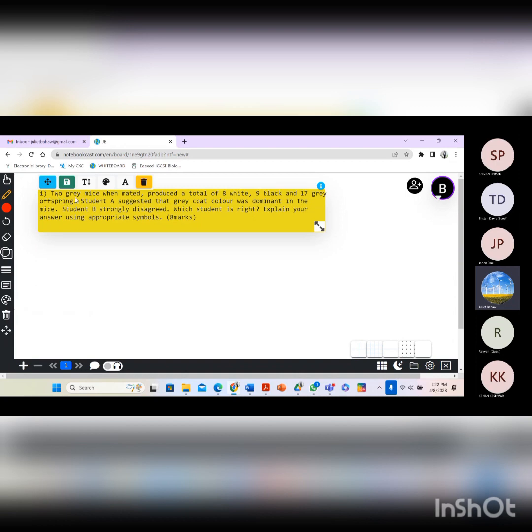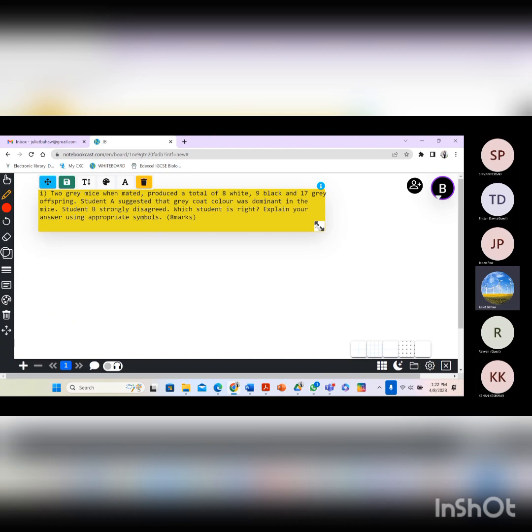Right, so 2 gray mice, when mated, produce a total of 8 white, 9 black, and 17 gray offspring. Student A suggested that gray coat color was dominant in the mice. Student B strongly disagreed. Which student is right? Explain your answer using appropriate symbols.